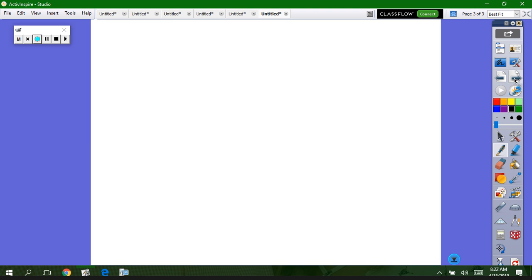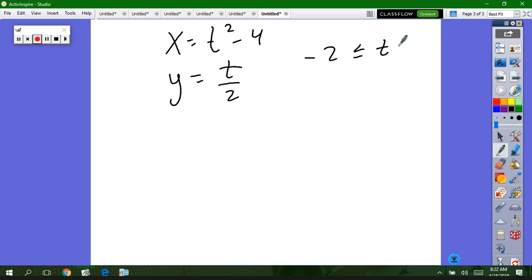Okay. Let's try another one. Let's go ahead and graph. Okay, so there's our parametric. Everybody good with that? Yes, no, maybe so?